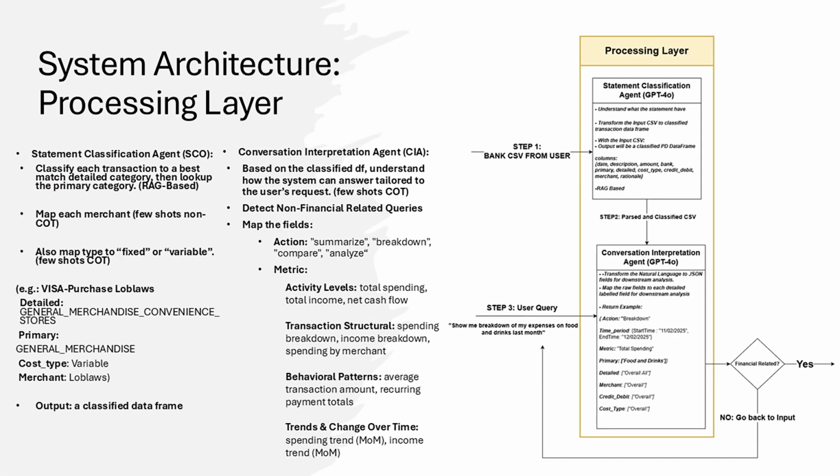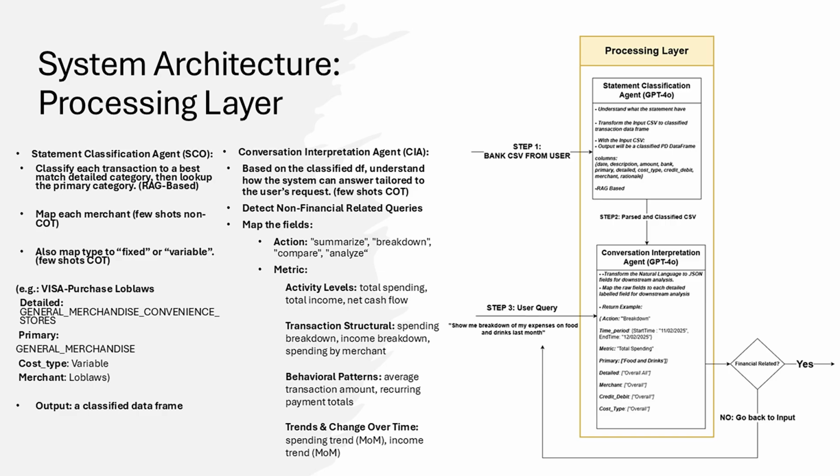Moving on to the processing layer, as you can see, it consists of two agents. The first one is the statement classification agent, which classifies each transaction to the best matching detailed category, and looks up the primary category in reverse according to our Plaid taxonomies, which I will introduce later in the data part. It will also map the merchants and the type of the transaction to fixed or variable, and everything will be mapped based on the description of the transaction.